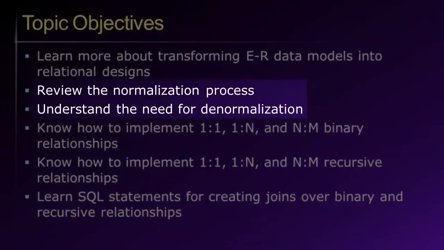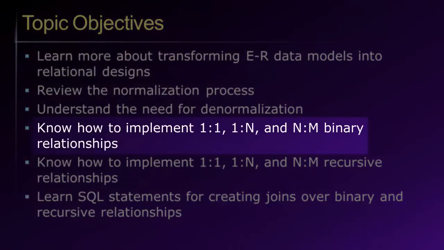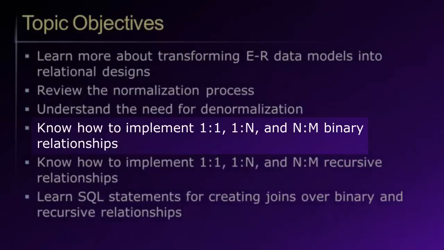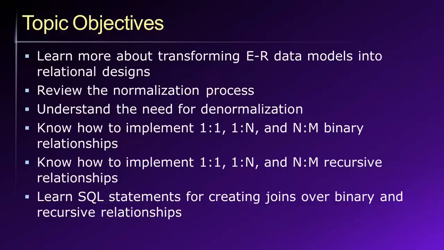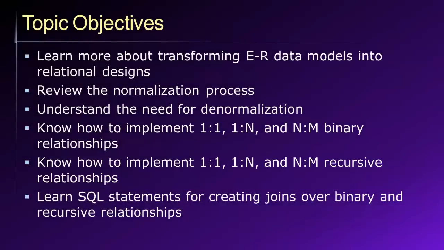To this end, we will review the normalization process in this lecture, and we will also explore the concept of denormalization and learn when denormalization is an appropriate strategy in database design. We will also learn some new information that will be useful in helping us implement one-to-one, one-to-many, and many-to-many binary relationships in a database. And toward the end of the lecture, we will also gain insights into how to implement these one-to-one, one-to-many, and many-to-many relationships when those relationships are recursive.